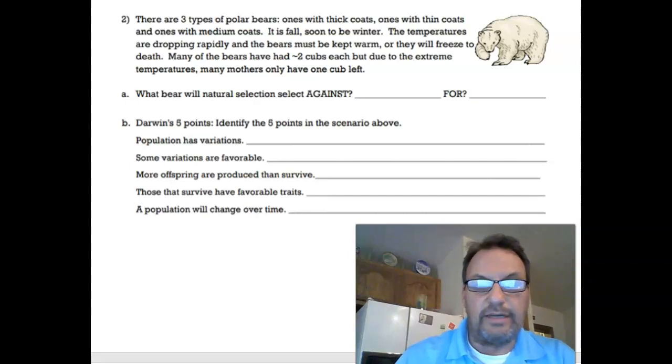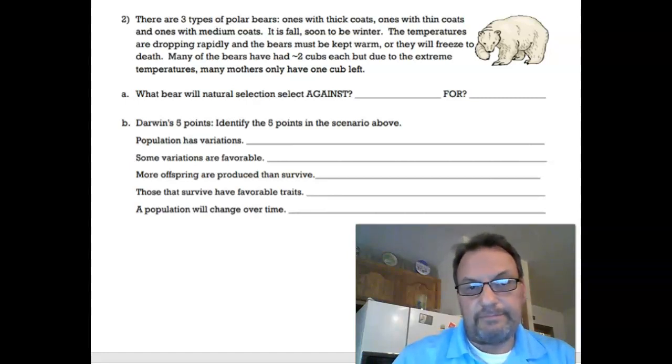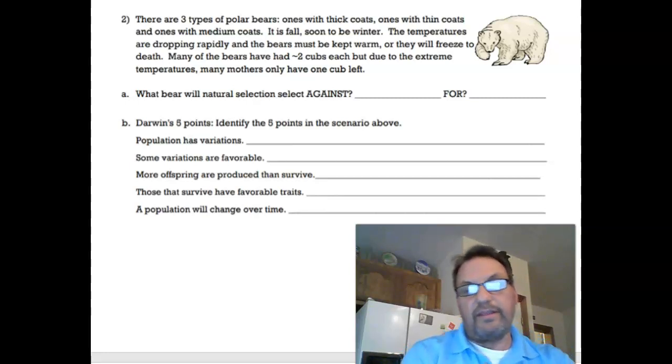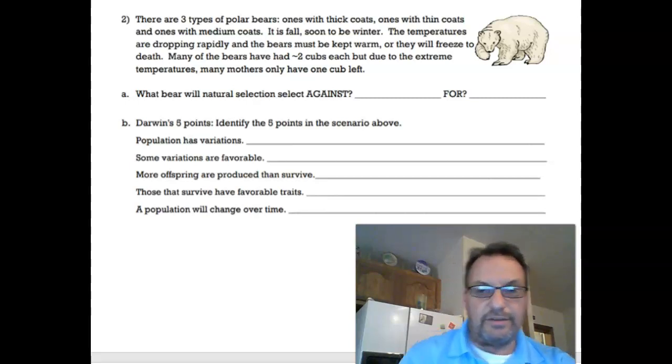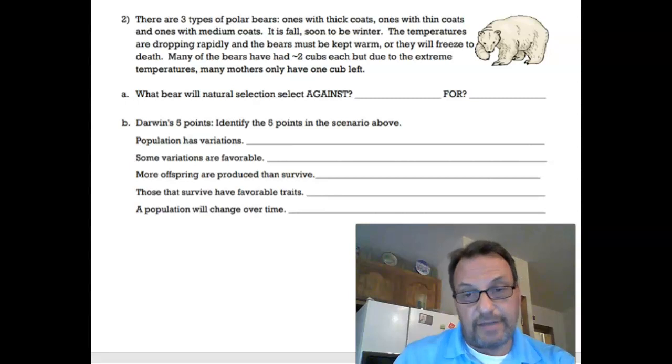More offspring are produced than survive in this scenario. Two cubs is how many most of the bears have, but only one will survive. And those that survive having the favorable traits, those are going to be those with the thick coats. Once again, this is very repetitive, but it should help solidify this in your minds. A population will change over time. Common sense will tell us survival of the fittest, natural selection. Most polar bears are going to have thick fur over time. Over time, that is going to increase.